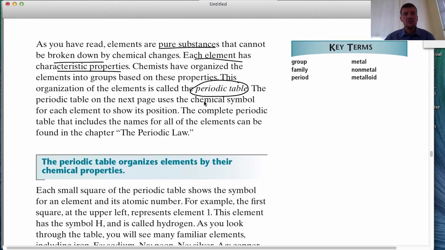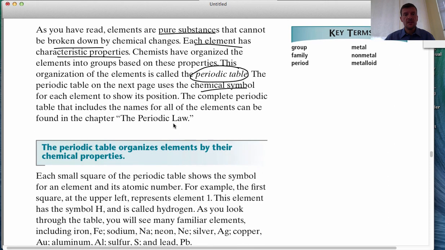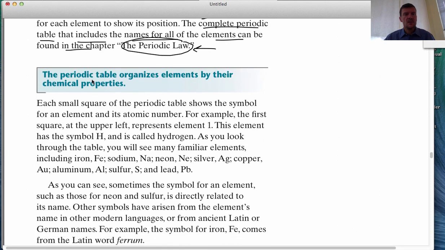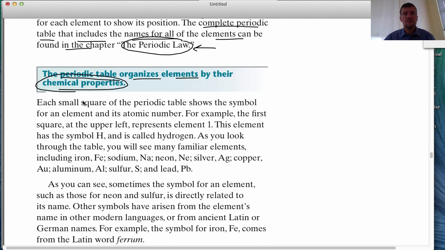So we use the name, there's a symbol, and then there's lots of other data attached to each element, as you'll see in the periodic table. The complete periodic table that includes the names of all the elements can be found in the chapter called Periodic Law. We'll be talking more about the periodic table later on, but this is just introducing you to it right now. All you need to know right now is that the periodic table organizes the elements according to their properties.